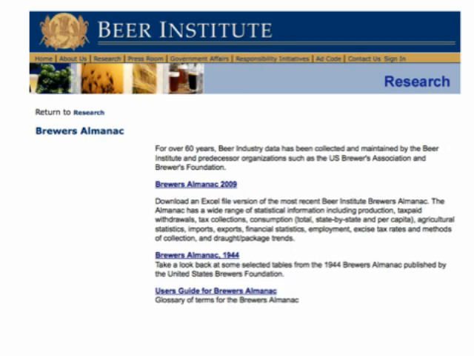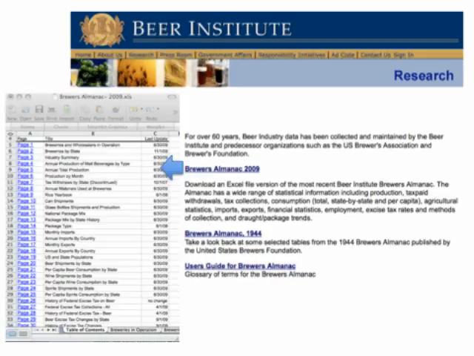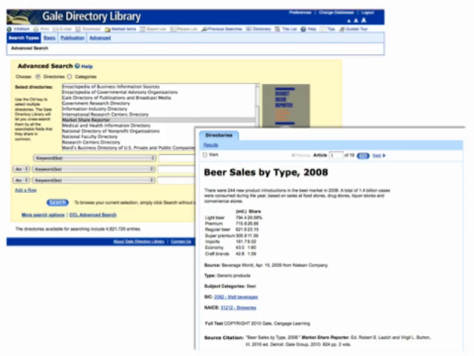Trade associations or research institutes also are good sources of industry statistics or surveys of their members. For instance, the Beer Institute, whose website is pictured here, publishes the Brewer's Almanac in Excel form every year. Although this particular publication may be freely available online, many publications are often restricted to industry members or sold at cost.